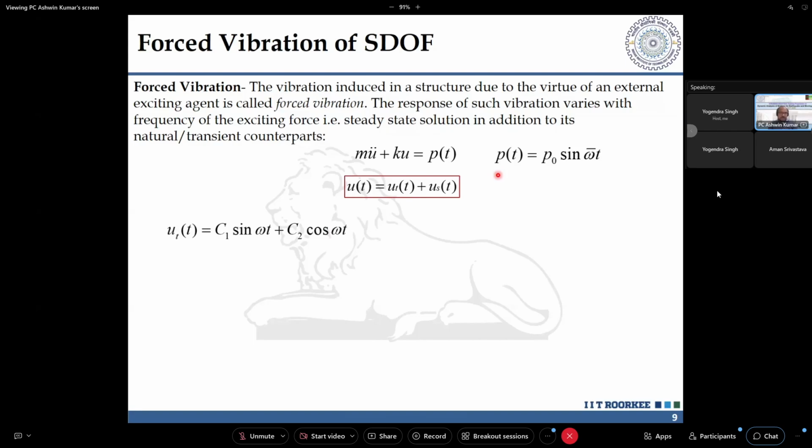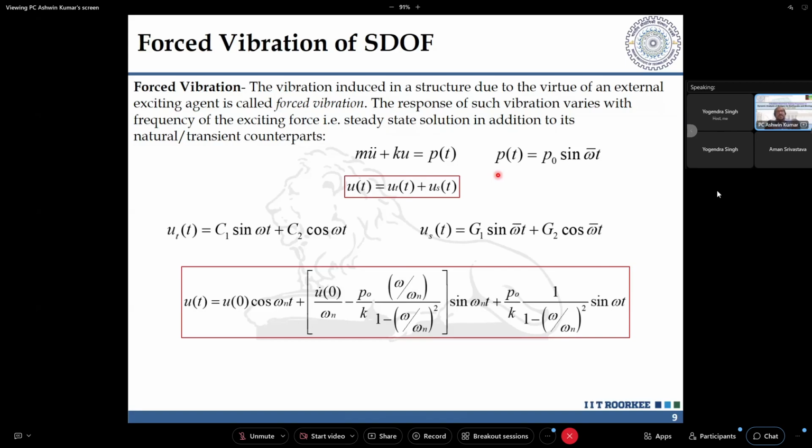For the homogeneous solution, we are assuming a form c1 sine omega t plus c2 cos omega t. For the particular integral, we are assuming this is the general form of the solution, where omega bar represents the forcing frequency, whatever frequency that machine is going to run at. So as a classical way of solving, we solve for the particular solution first.